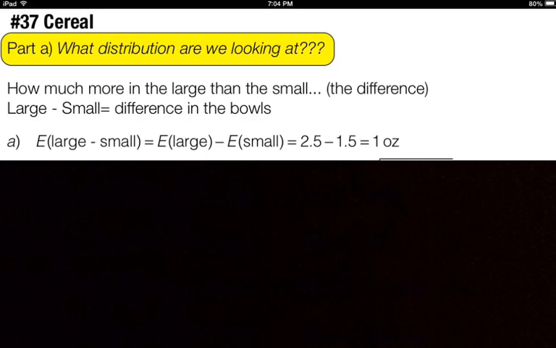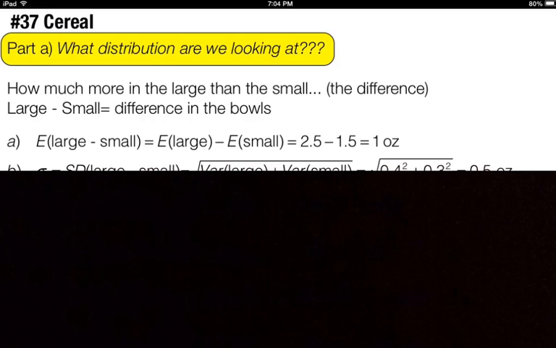So if we break this down, it looks pretty straightforward. I wanted to find the expected value. How much would I expect to be in the large bowl minus the small bowl? If you remember, expected value works just like any straight formula. I really just plug the numbers in. So if I expect to have 2.5 ounces in the first one and 1.5 ounces in the second one, if I subtract them, that leaves me with an ounce.